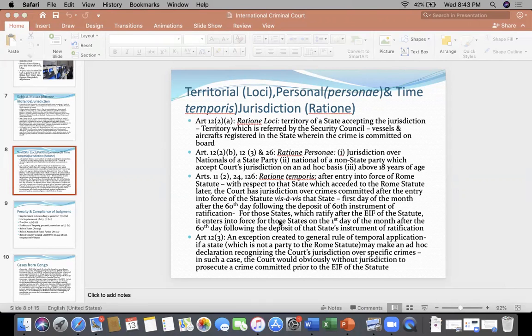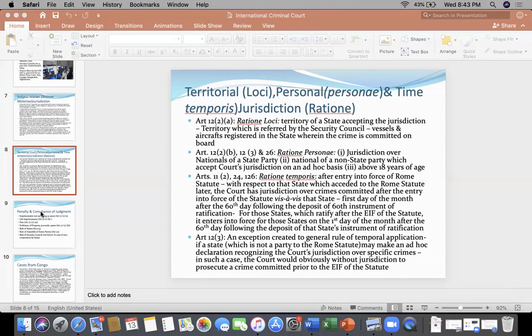So suppose a country has signed and ratified the Rome Statute in 2020, but it has made an ad hoc declaration, and it has recognized the court's jurisdiction over a crime which was committed in 2019. In that case, what will happen? ICC will have jurisdiction over the crime which was committed in that country even in 2019. So this is how, students, you must know the different types of jurisdiction. I wanted you to know all these types of jurisdiction.